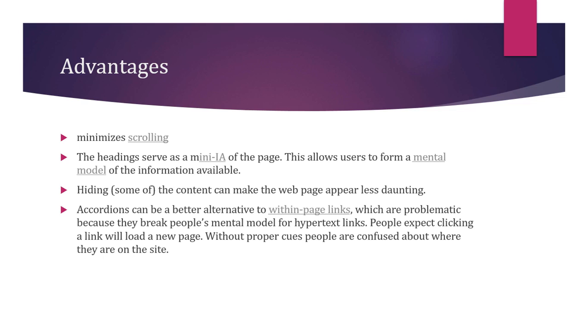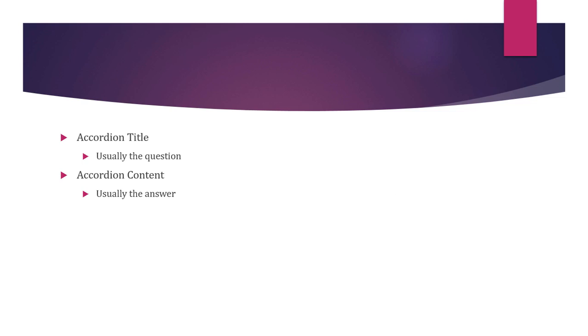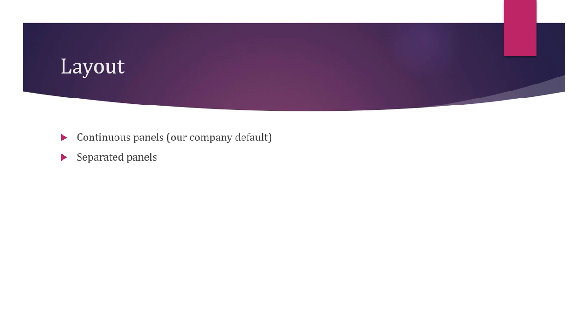So whenever you create a new project and if you have a lot of data, try to use the Accordion module. So basically Accordion has two input fields. One is the Accordion title, and for this we give the input as the question. The second one is the Accordion content, and the input for this is usually the answer.